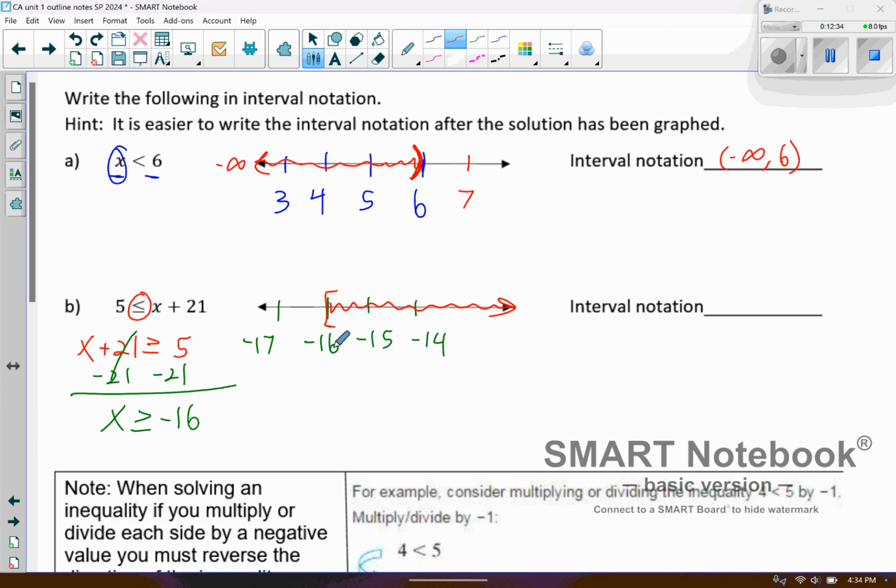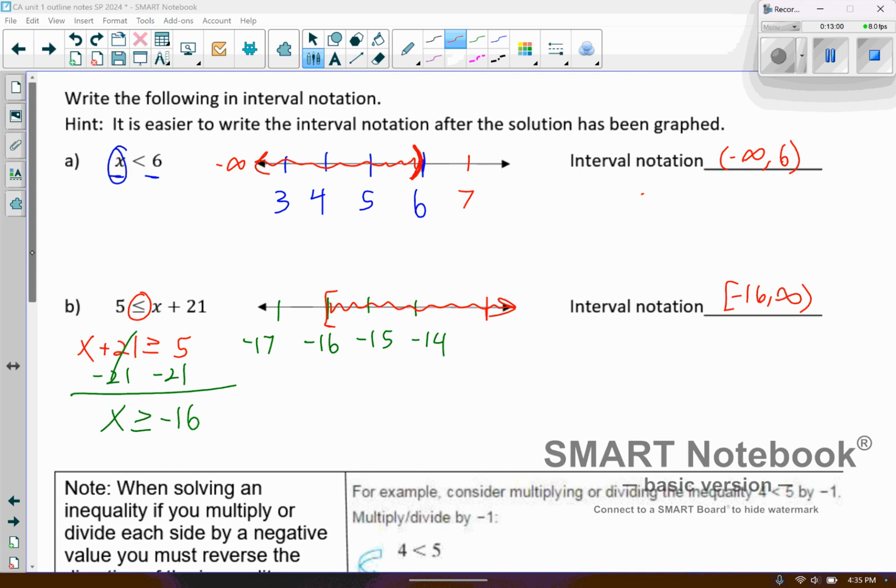Because it's weird. It feels like we're counting up to the left and down to the right, but we're not because of the negative symbol. We're counting towards 0 right here. We're going towards a positive direction to the right, and to the left, your numbers are just becoming larger negative numbers. And so then my interval notation here is going to be from negative 16 to infinity.